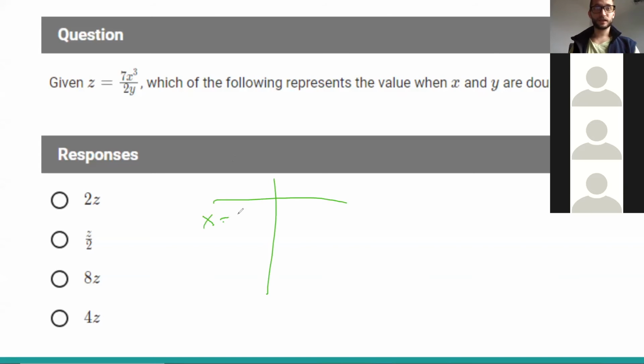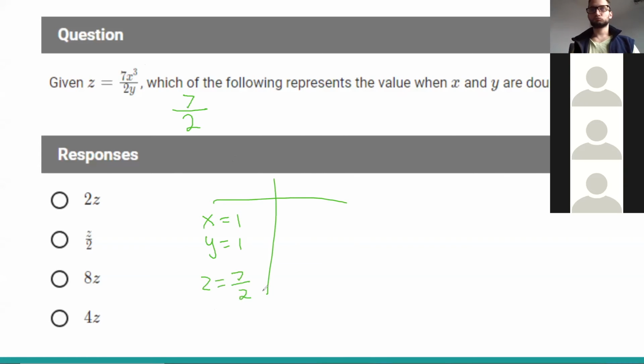I'm going to say, let's say x is 1. And then I'm going to say, let's say y is 1. Okay, so let's say x is 1, let's say y is 1. Let's plug that in and let's see what happens. So we would get 1 cubed, which is 1, times 7, it's 7, over 2 times 1, which is 2. So when x is 1 and y is 1, z is 7 over 2.